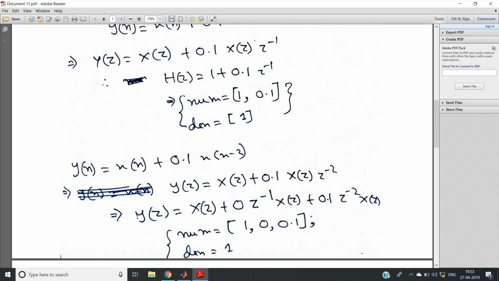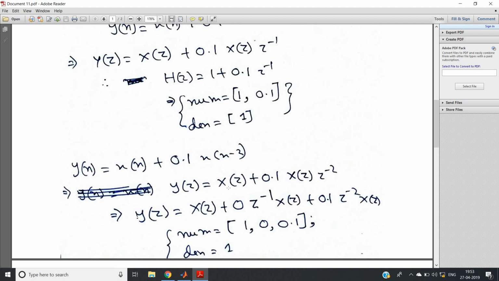Obviously, y of z equal to x of z plus 0 into z to the power minus 1 into x of z plus 0.1 into z to the power minus 2 into x of z. So the numerator will be 1, 0, 0.1, denominator will be 1. Often students make a mistake in this line. See here how I have written, after x of z there should be a term of z to the power minus 1, but in this equation that is not present. So what we have to do, we have to make x of z into z to the power minus 2, directly it is coming, so we have to add this term, that is 0 into z to the power minus 1 into x of z. Otherwise Matlab will not understand.